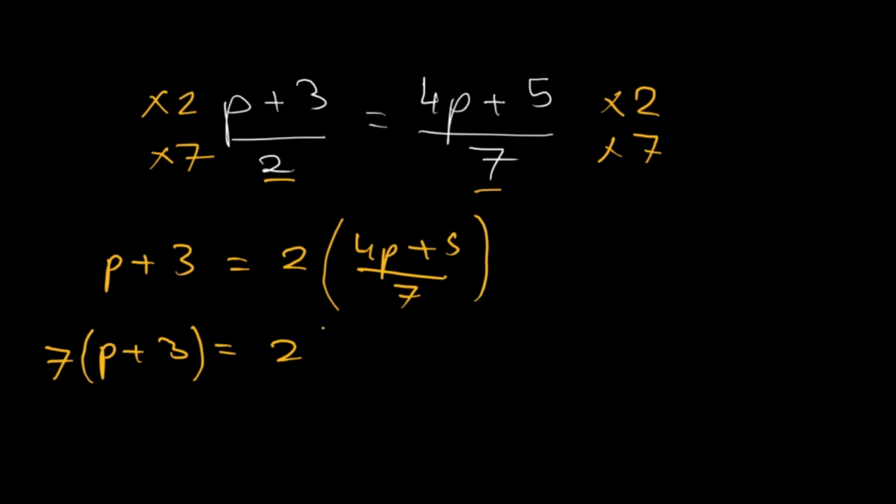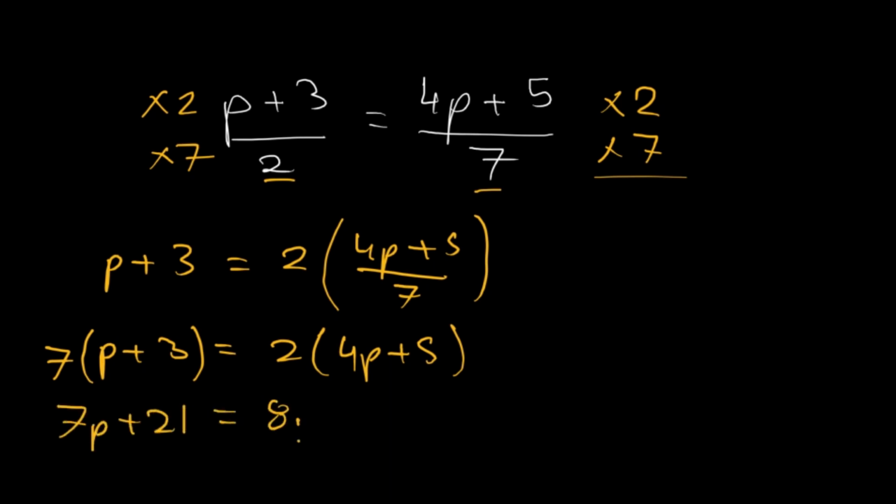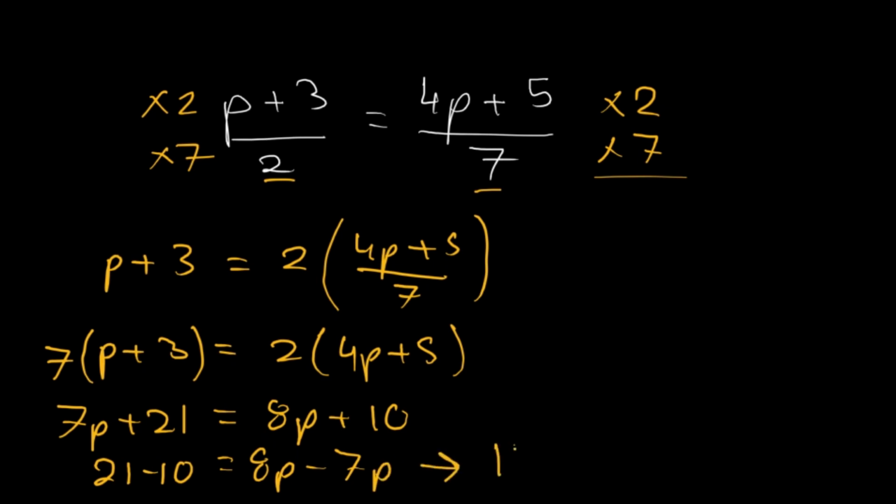Now continuing, this becomes 4p plus 5. Since you multiply this by 7, the 7 cancels out. Then you expand both sides. 7p plus 21 equals 8p plus 10. This becomes 21 minus 10. You put the 10 on the other side, and the 7p on this side equals 8p minus 7p. So 11 equals p. So p is 11.